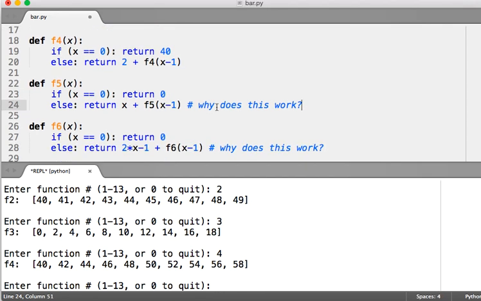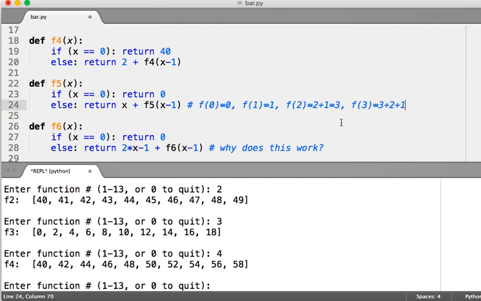What about this one here? All right. So in this one, we're no longer adding a constant to f, but we're in fact adding a variable. We're adding x to f, which means that as x increases, the change increases as well. So let's look at what's going on. F of 0 is 0. F of 1 is 1 plus f of 0, which is 1. F of 2 is 2 plus f of 1, which is 2 plus 1, or 3. F of 3 is 3 plus f of 2, which is 3 plus 2 plus 1.